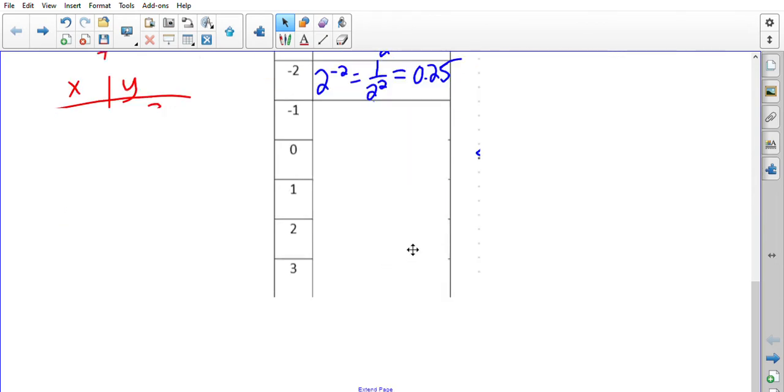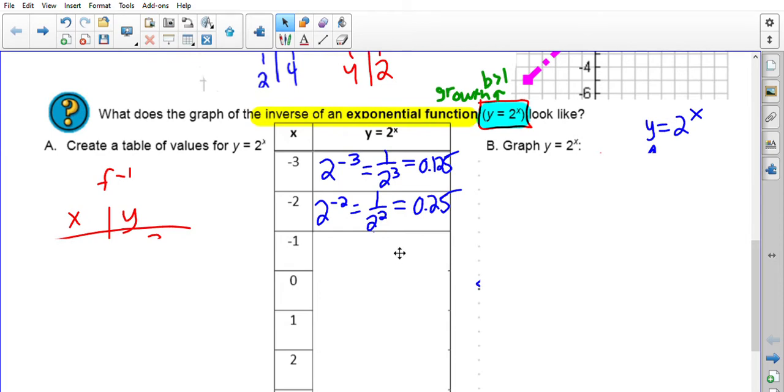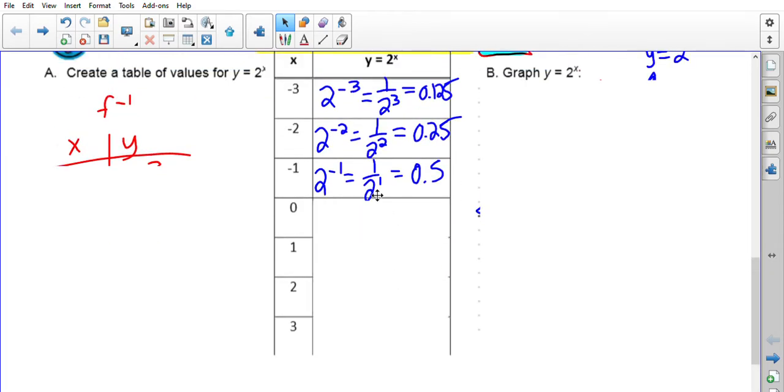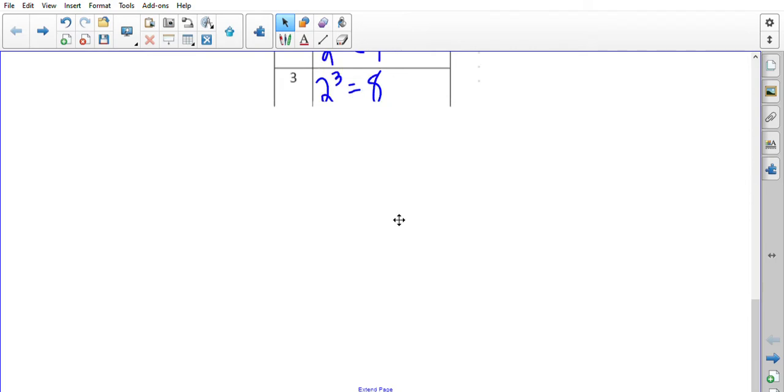2 to the -2, same process, do 1 over 2 squared. That's 1 over 4, so that's 0.25. 2 to the -1 is 1 over 2 to the 1, which is just 1/2, so 0.5. 2 to the 0 is 1. Anything to the 0 is 1. 2 to the 1 is 2. 2 to the 2 is 4, and 2 to the 3 is 8.